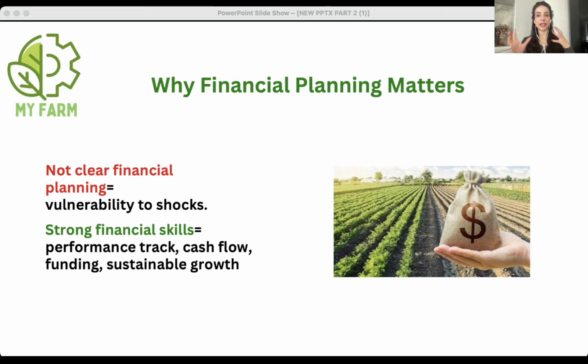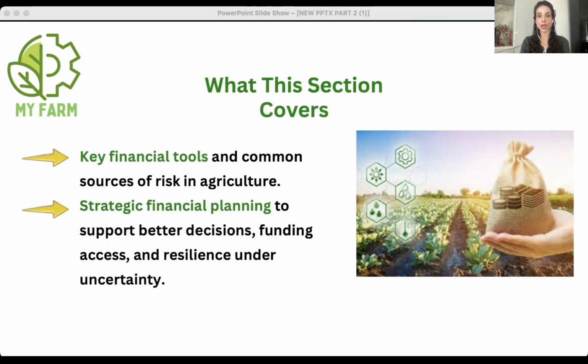Without clear financial planning and risk strategies, even the most productive farms can become vulnerable to unexpected crises. Strong financial skills enable agricultural entrepreneurs to track performance, anticipate cash needs, secure funding, and position their business for sustainable growth. Well, this section introduces key financial tools and principles along with common sources of risk in farming. It also explores how strategic financial planning helps producers to prepare for uncertainty, access funding, and make more informed decisions.